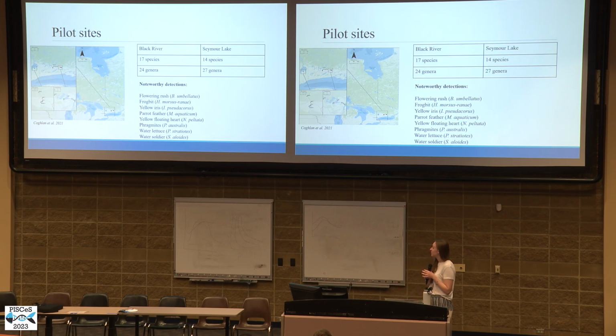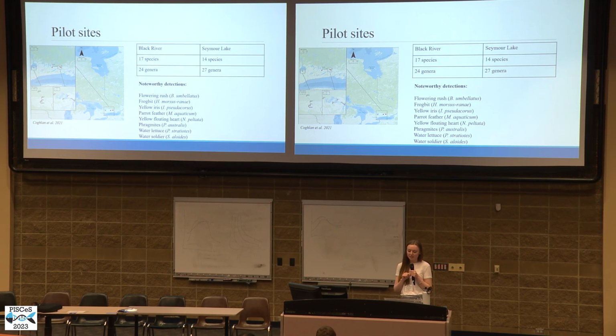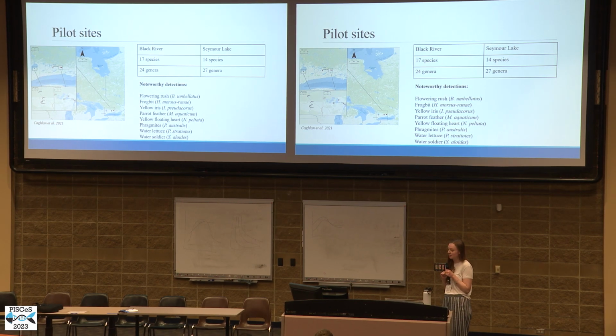The next step was to test the assays on some samples that were collected from the Black River that feeds into Lake Simcoe here in Ontario, and an additional 5 sites from Seymour Lake, which is part of the Trent River and the Trent Severn Waterway. So we identified 17 and 14 species at both of those locations, and then I just again listed some of the noteworthy detections of invasive species or species of concern in those areas.